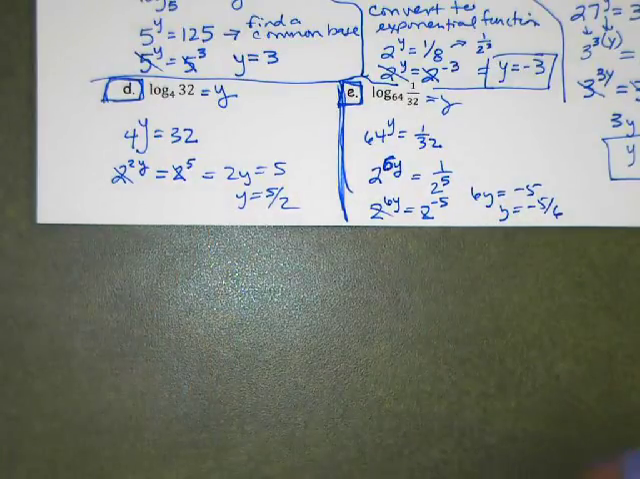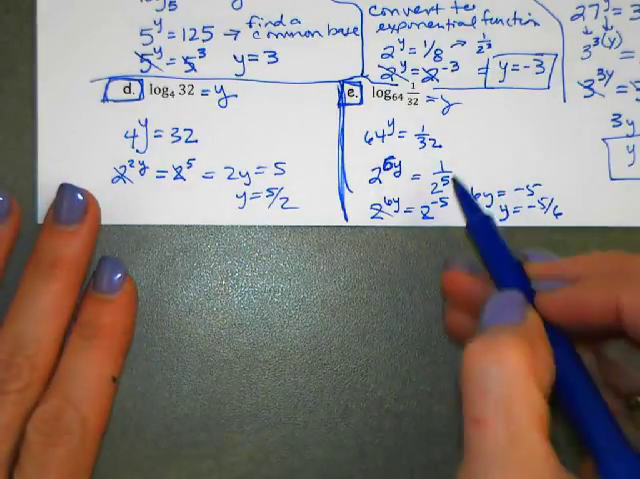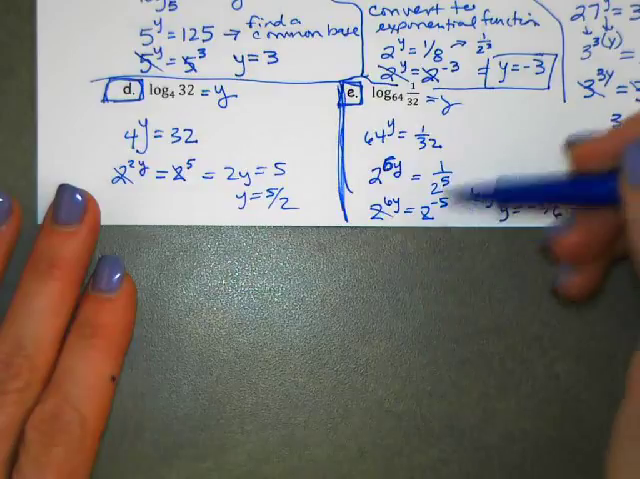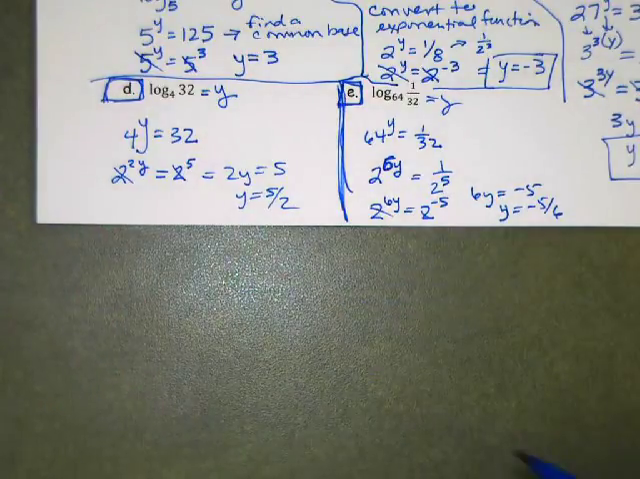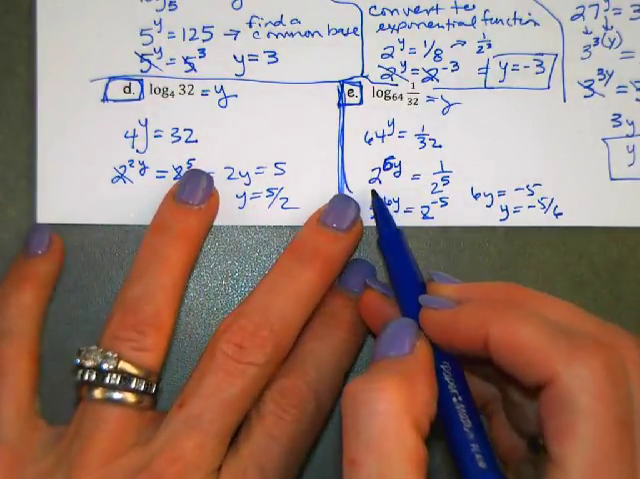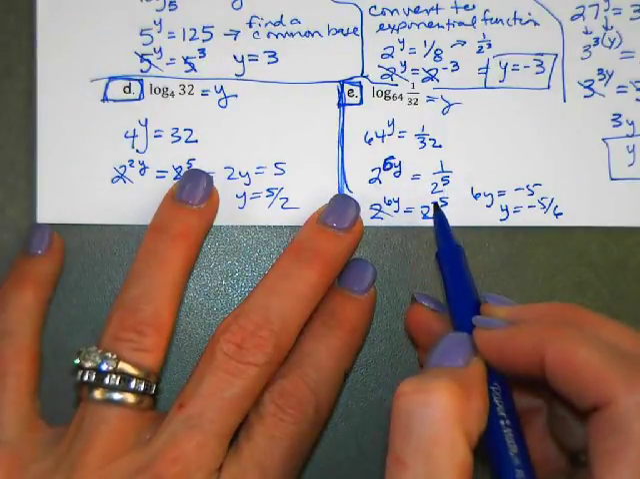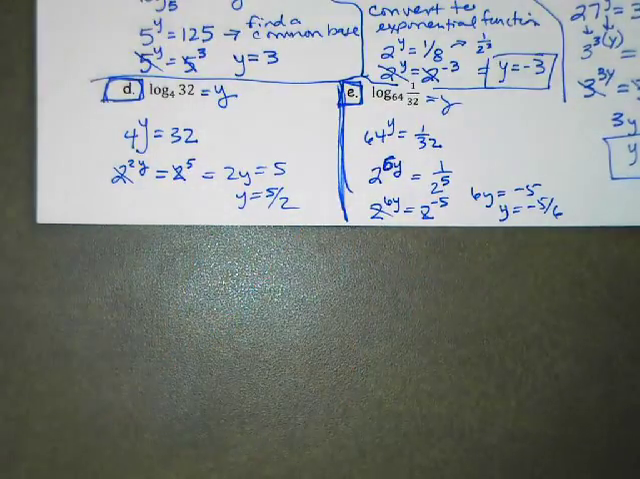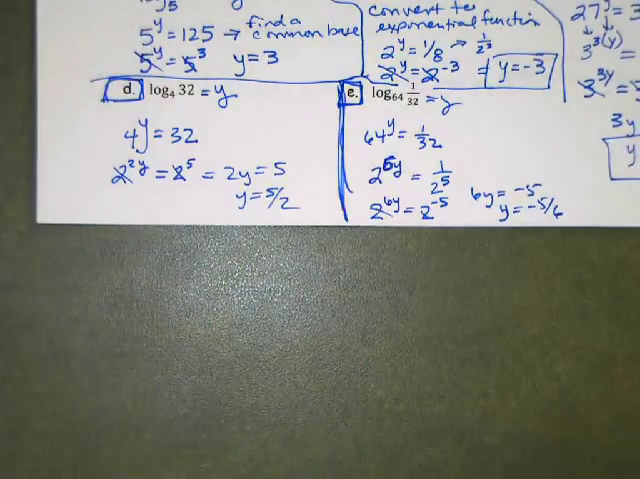Okay? Questions on that? Good? Because it's 1 over 2 to the 5th, and I have to flip it, and when you flip it, you change the sign. This is 2 over 1. That's not the same thing as 1 over 2. Okay? All right, questions on that?